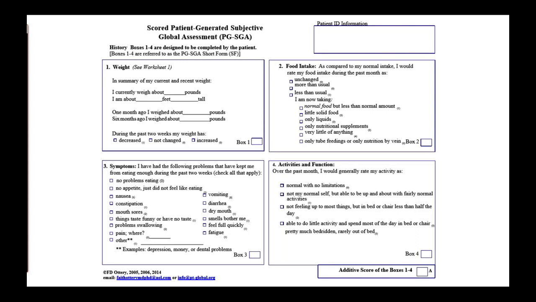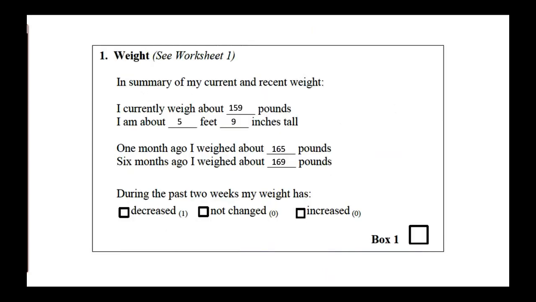Let's go ahead and begin with an example patient and start in box 1 on worksheet 1. As you can see, the patient tells you what they currently weigh. They write their height and what they weighed about a month ago and what they weighed about 6 months ago. This patient indicates that their weight has not changed in the last 2 weeks, which may prompt you to want to put a 0 in box 1.